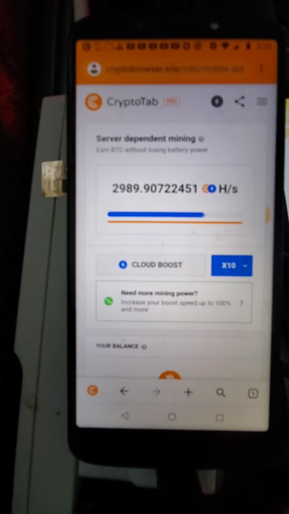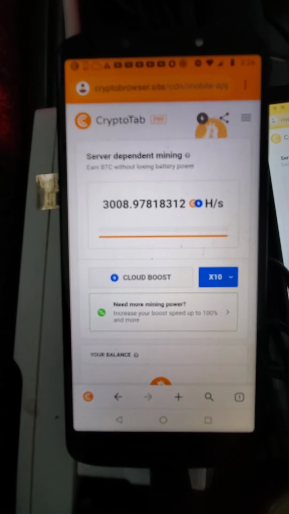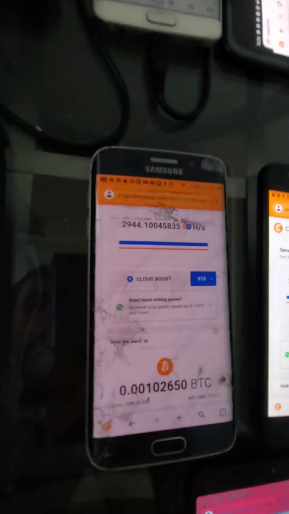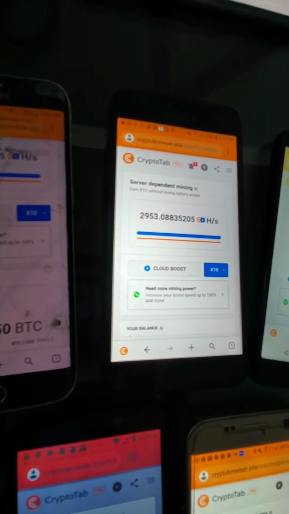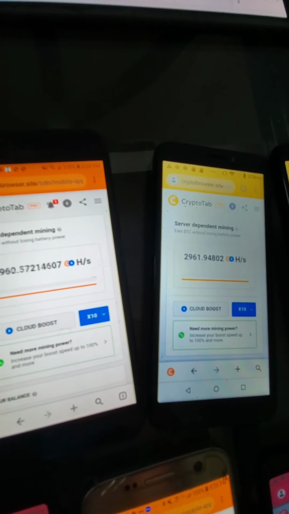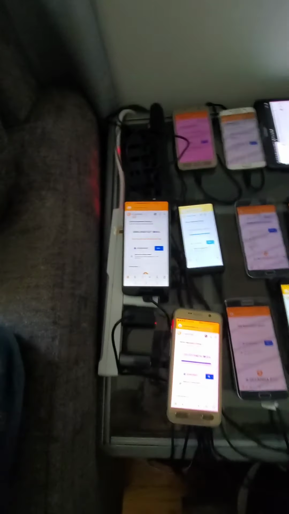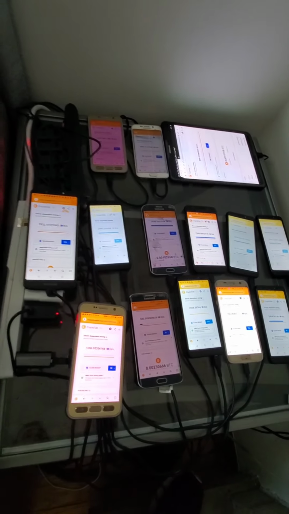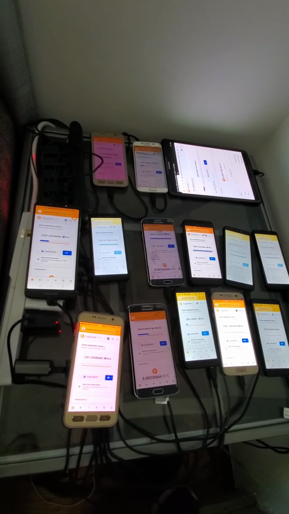As you guys can see, a lot of my phones are getting 3,000 hashes a second, just about. They did an update where they redid the algorithm, and you are getting higher hash rates now on phones. The thing I have realized is just because you're getting a higher hash rate does not mean that you're making more money. You're still making about the same. I think they just changed the algorithm so it looks a little bit better. So yeah, that's really honestly about it.